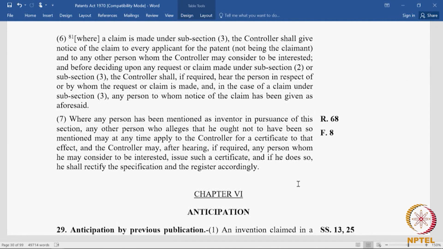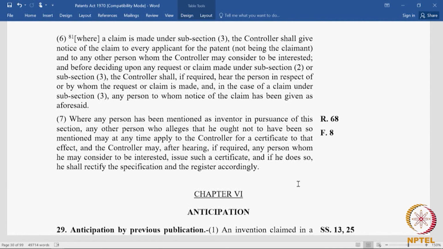for a certificate saying that this person's name was wrongly added, and there will be a hearing, and the controller will call all the necessary parties and then issue the certificate. We understand the certificate as a written document specifying that the person's name was wrongly added and now it has been removed. And if he issues that certificate, then he will have to correct the specification and the register, because these were the two places he mentioned the inventor. We have rectification before the Intellectual Property Appellate Board. This is a rectification process before the controller.